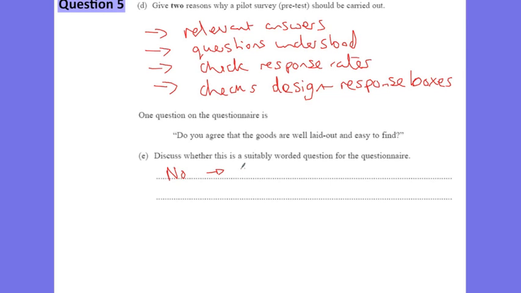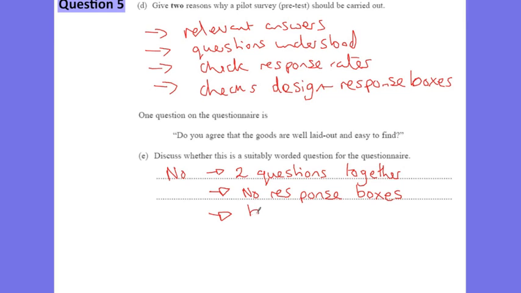First off, it asks 2 questions together. Now, this will be confusing when people are responding. So 2 questions together. Do you agree that foods are well laid out and easy to find? So this is 2 questions together. This makes it confusing for the person responding. Secondly, there are no response boxes. So this is an open question.